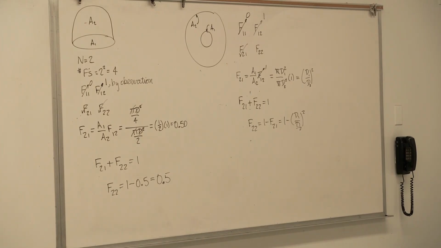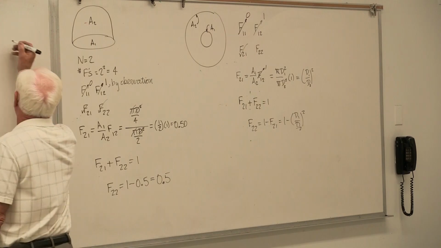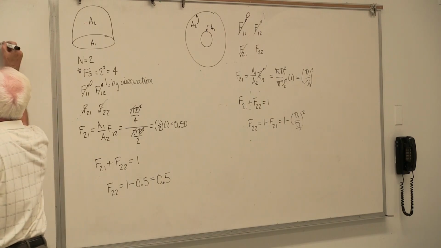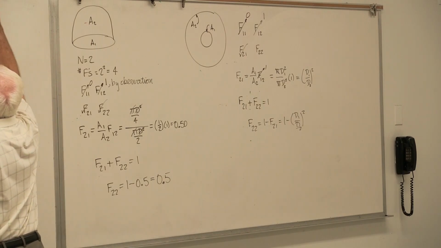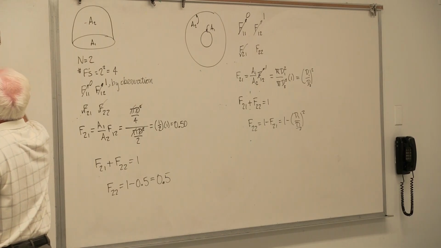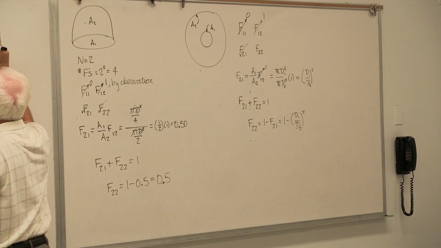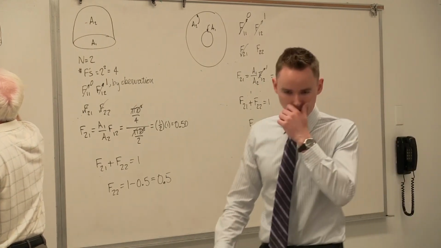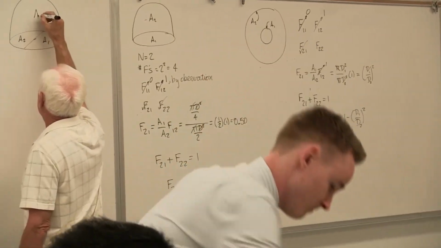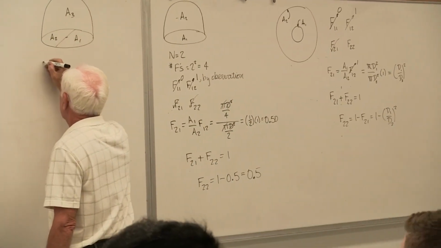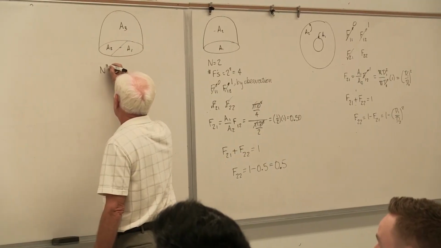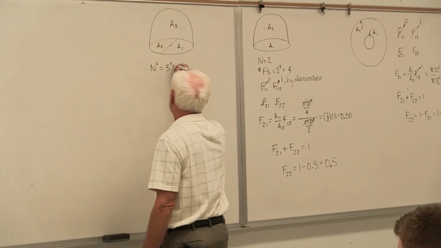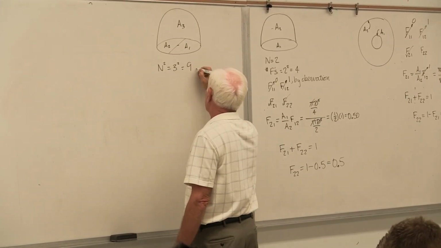Okay, let's do another simple one. This guy right here again, one more time. Except now we divide it up into 3: A1, A2, A3. N squared equal 3 squared equal 9 F's.